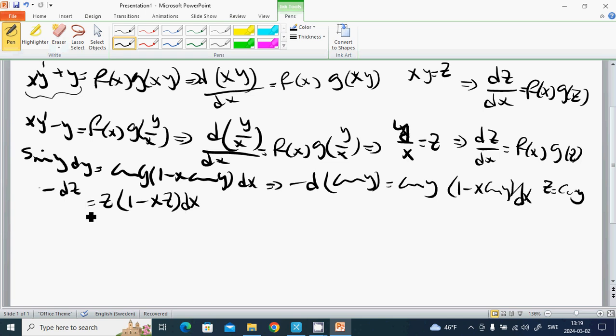Okay, and we can solve it as we have seen before. And we are going to make it simply dz/dx plus z equals xz squared.